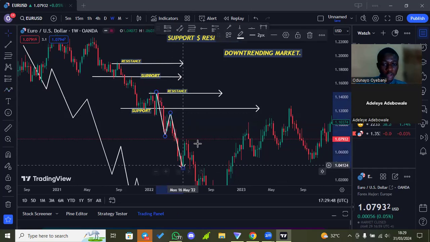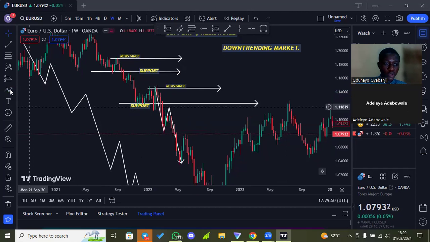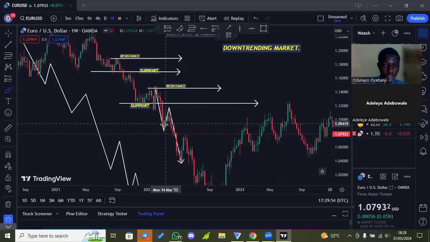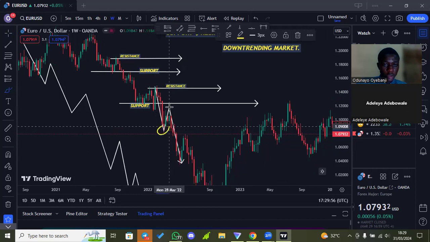So you are going to label these 3 points for me. I'm going to circle them out. You are going to label it for me. So this point is called what? This point is called what? And this point is called what?